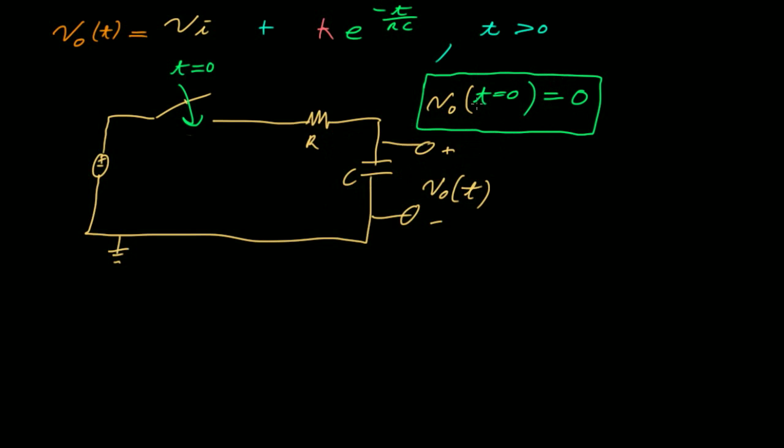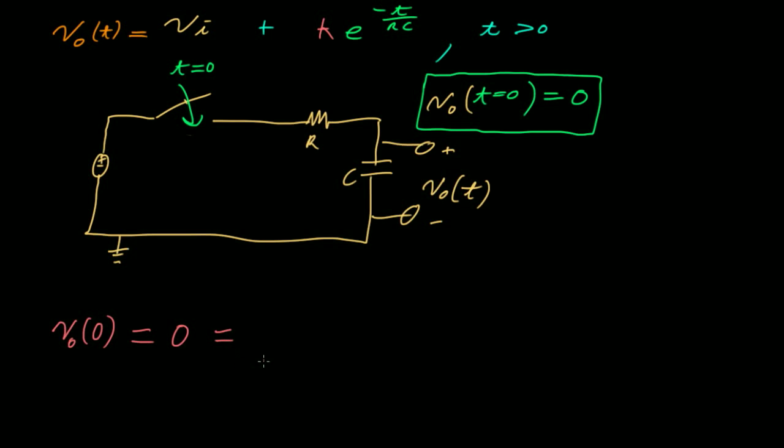So now that I've got the initial condition, let's see if I can put it into this equation. So V out at time t equals 0 has got to be equal to 0 volts. So we also know that V out at time t equals 0 is going to be equal to all of this stuff up here at time t equals 0.